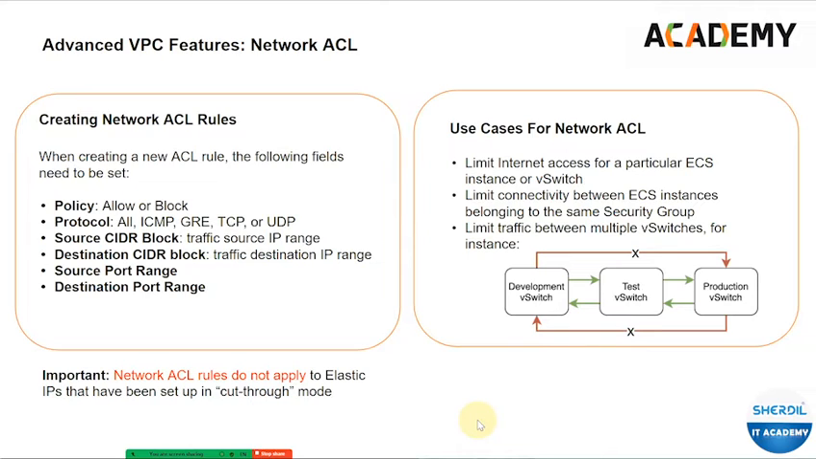Now for creating new ACL rules, you need to allow or deny. Protocols are ICMP, GRE tunnels, TCP, UDP. You need to set up the source CIDR block, destination CIDR block, source port range and the destination port range.